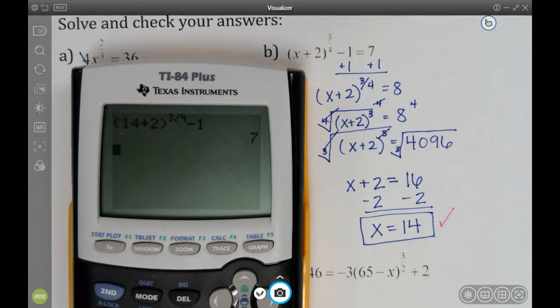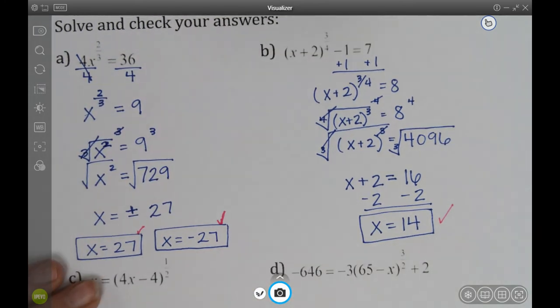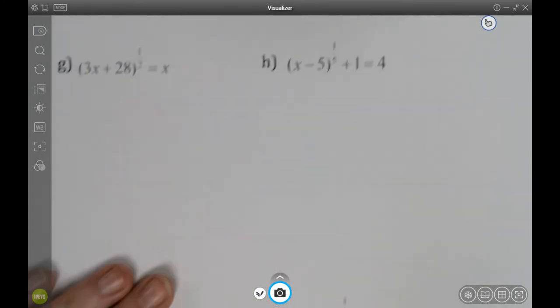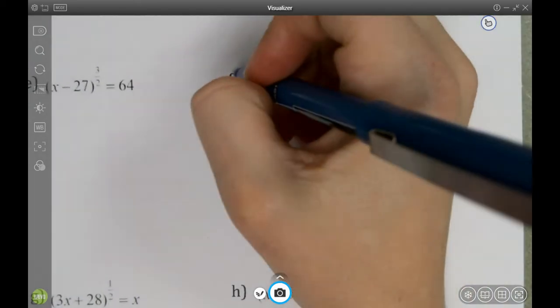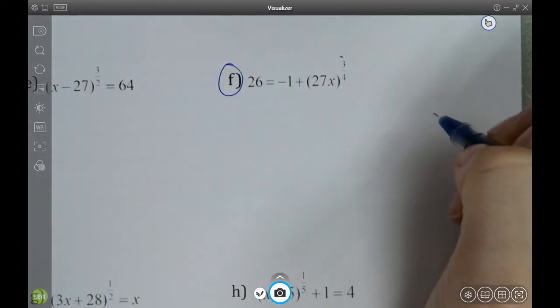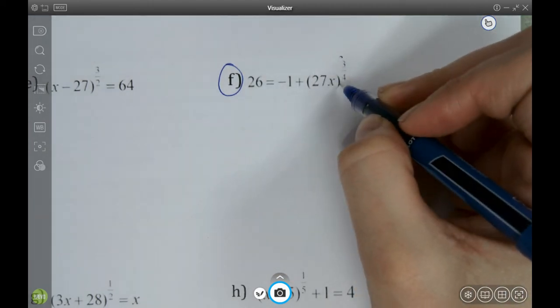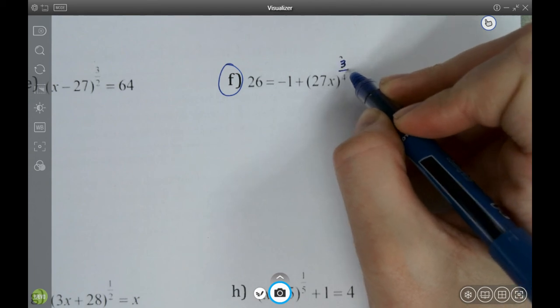I feel like we need to do another one of those because that blew your mind a little bit. Are you still recording? Yes. All right, so on the next page, example F: 26 equals -1 plus 27x raised to the 3/4 power.